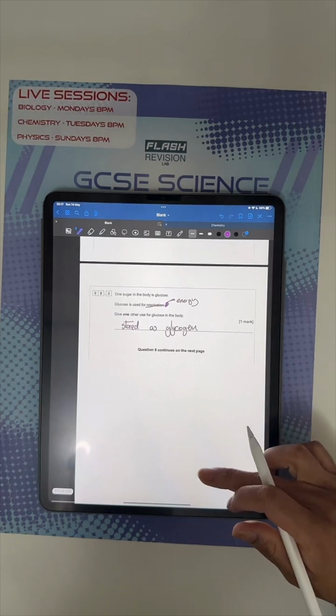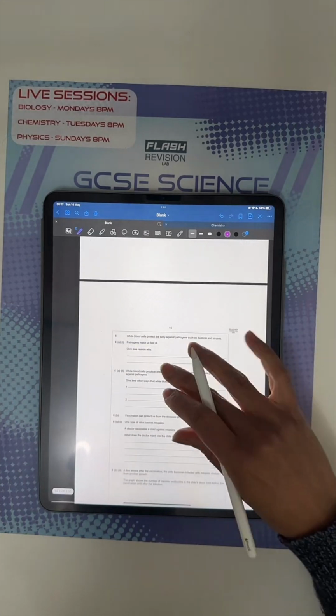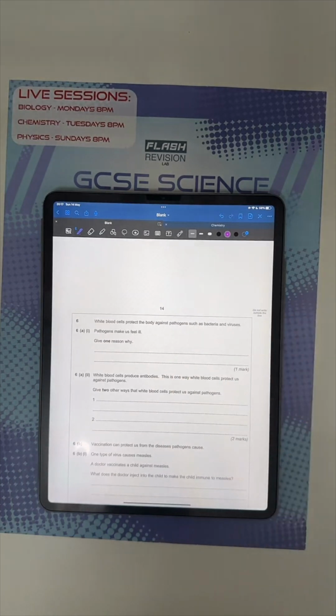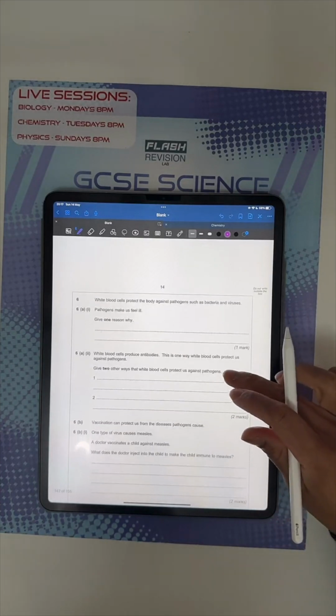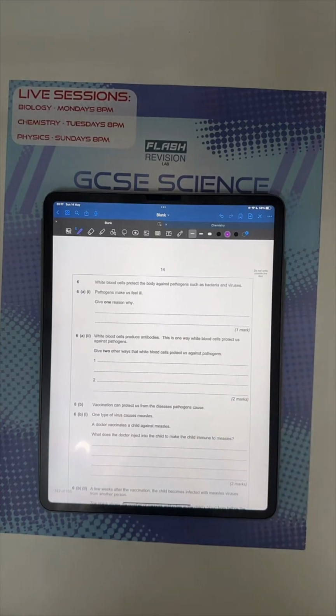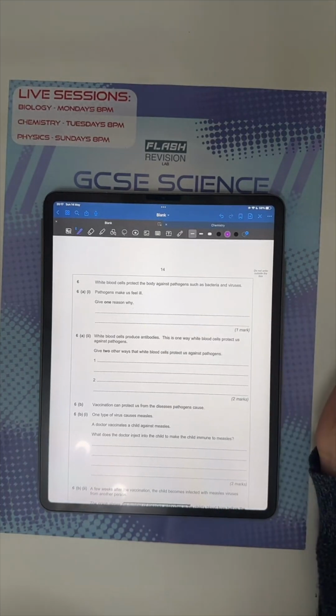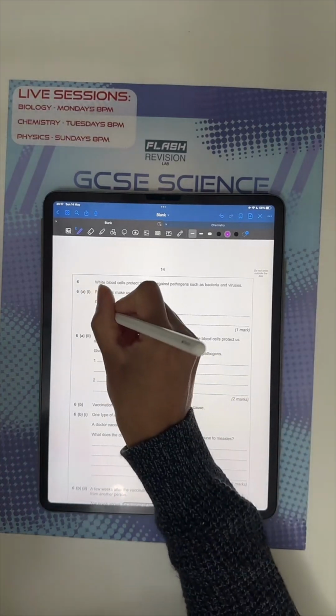Okay. Moving on. So this question's about diseases. It's not paper one for everyone. It's paper one for AQA. I'm not sure about, I think for Edexcel might be paper 2 or OCR. I'm not entirely sure. Pathogens make us feel ill. Why do they make us feel ill? They release toxins. Yes.